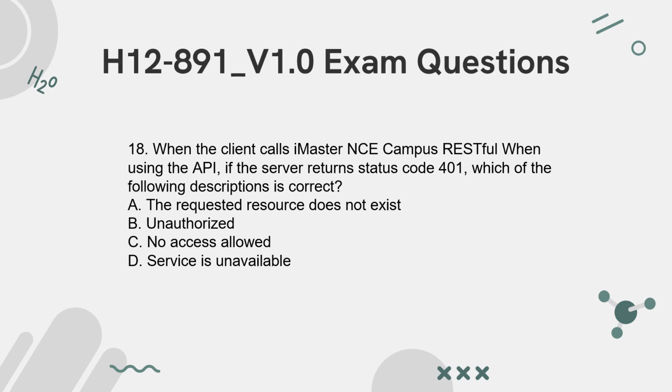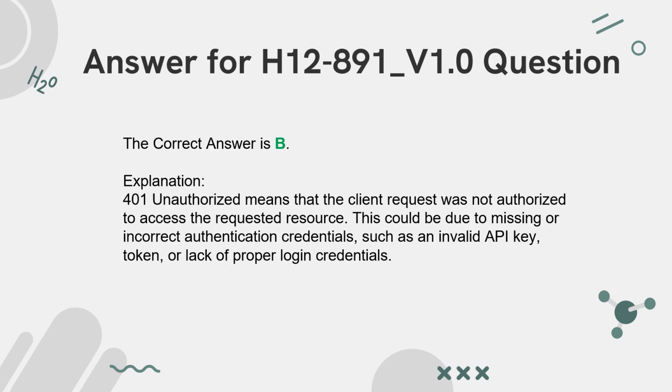When the client calls the iMaster NCE-Campus RESTful API, if the server returns status code 401, which of the following descriptions is correct? A. The requested resource does not exist. B. Unauthorized. C. No access allowed. D. Service is unavailable. The correct answer is B.